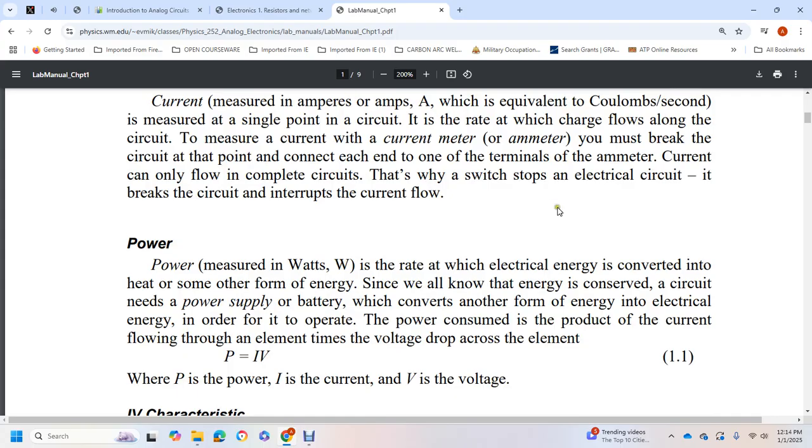Power is measured in watts, the rate at which electrical energy is converted into heat or some other form of energy. A circuit needs a power supply or battery that converts energy into electrical energy in order for it to operate. Power consumed is the current flowing through the element times the voltage drop. The power is equal to amperes times volts: P is the power, I is the current, V is the voltage.